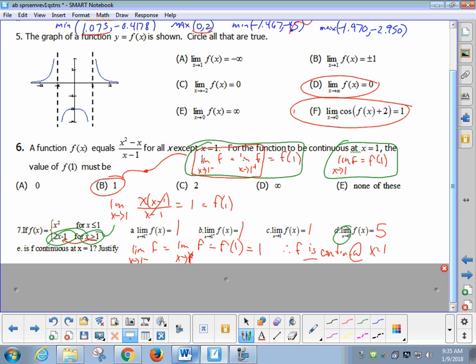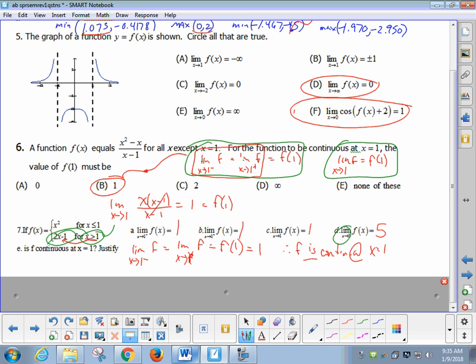Okay? And then E is more of a proof to show it's continuous. I showed that what the function approaches from the left, the right, and the point itself are all the same. And that's what allows you to claim continuity. It is continuous at 1.